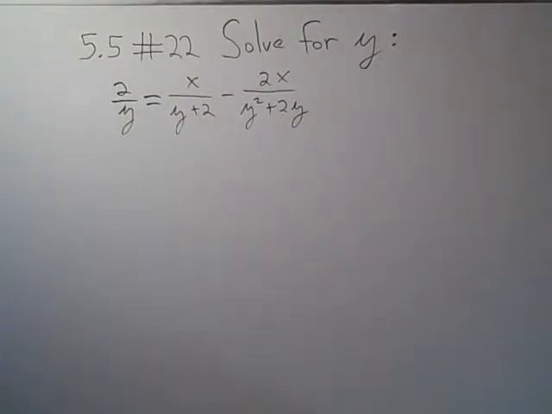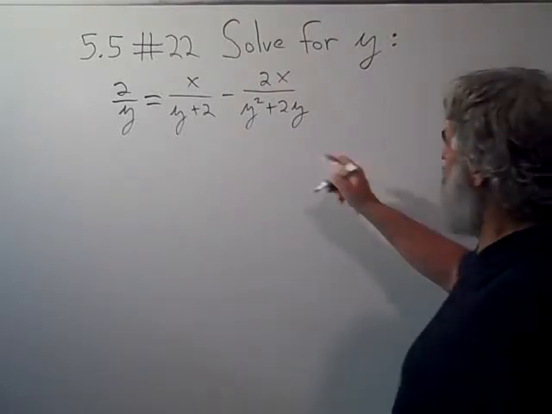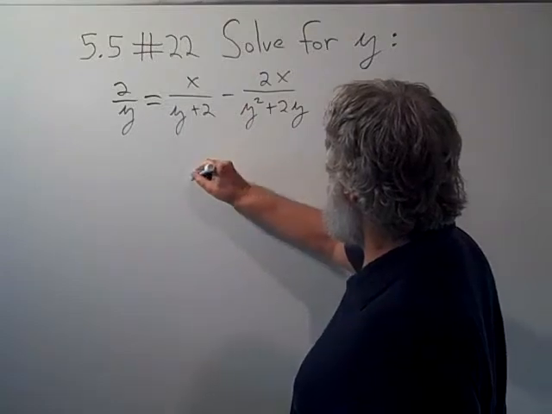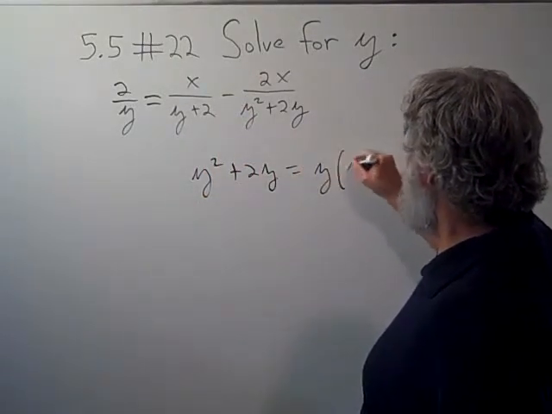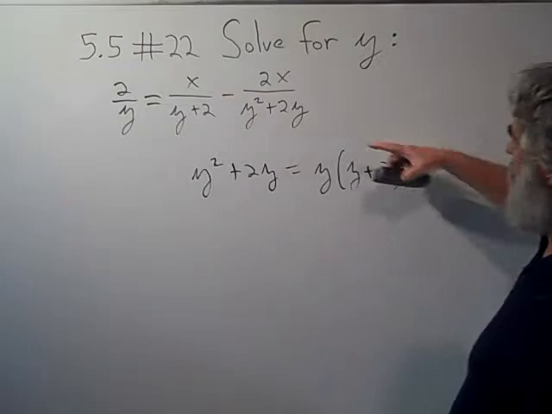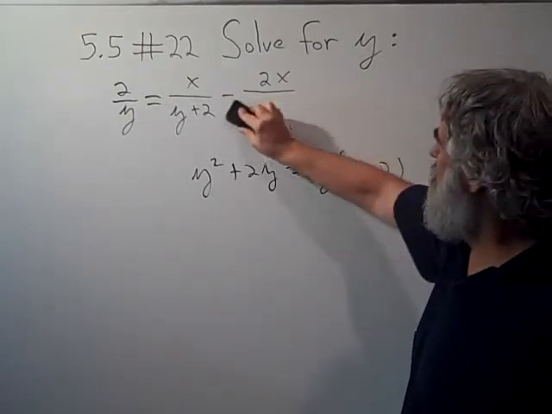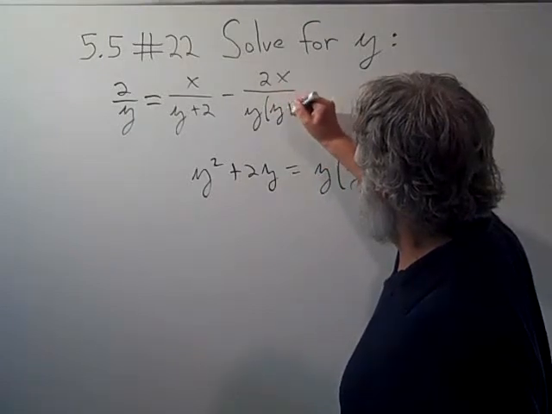Okay, to solve this equation for y, we first want to cancel out all of the denominators. First we have to factor all the denominators. And this denominator here, y squared plus 2y, is equal to y times y plus 2. So we can factor that denominator to begin with. This is y times y plus 2. So I'll replace this with its factorization.